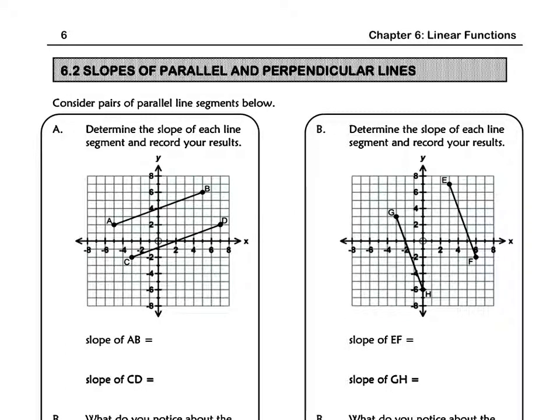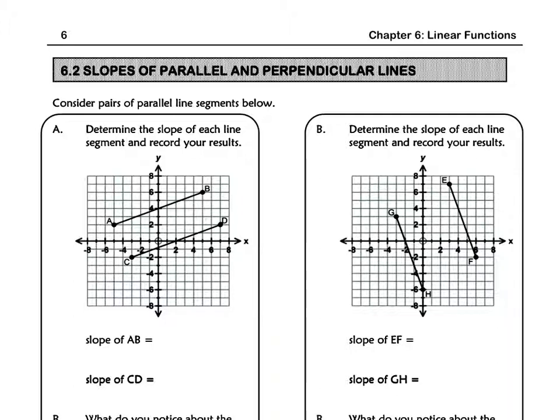Okay, section 6.2 is on slopes of parallel and perpendicular lines. So we have a couple of examples here of parallel lines, and we're going to calculate the slope for each of those lines. There's two methods you can use to find slope: rise over run, using any two nice points on any given line segment, or you can use your slope formula, y2 minus y1 over x2 minus x1.